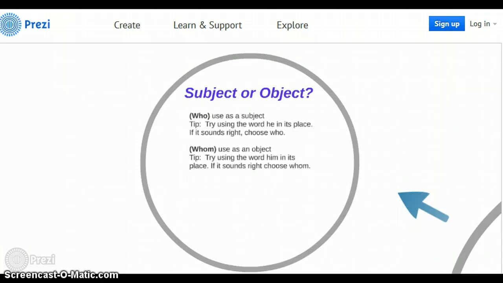Now sometimes you may have a hard time deciding whether to use who or whom. So who is used as a subject in a sentence, and whom is used as an object of a sentence. So a tip you can use is try using the word he in its place. If he sounds right, then you'll choose who, because they are both subjects. Then you can try using the word him in its place. If him sounds right, choose whom, because him and whom are both objects.